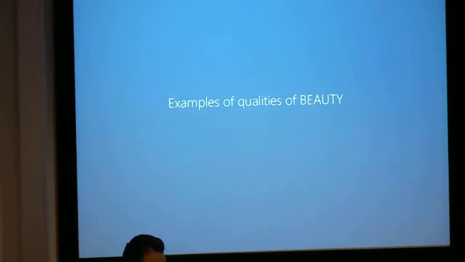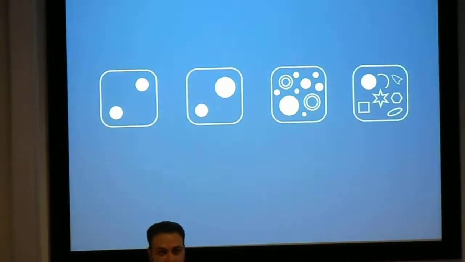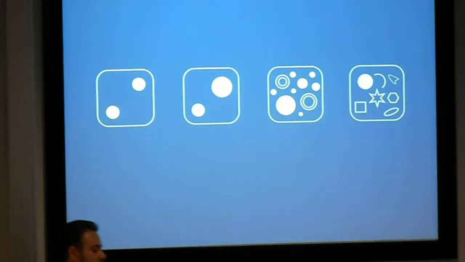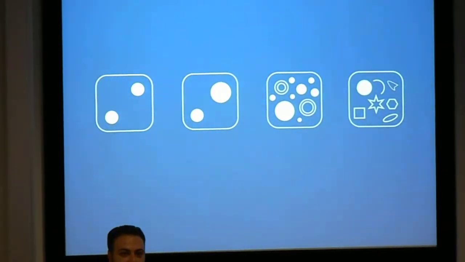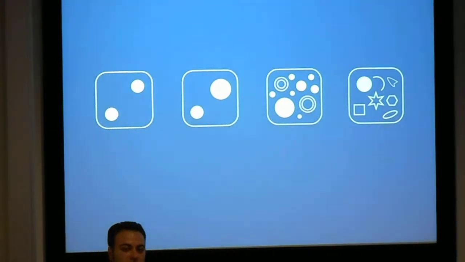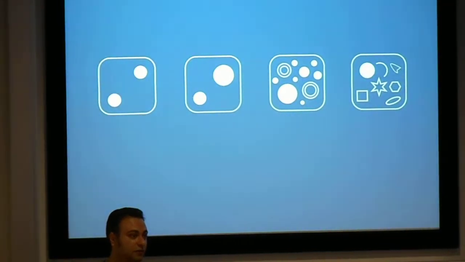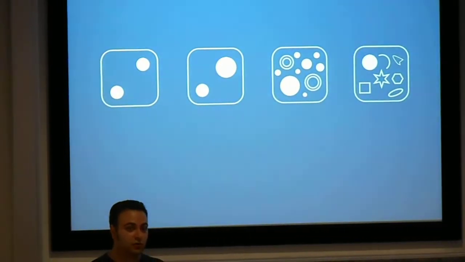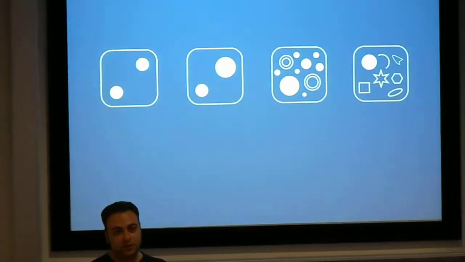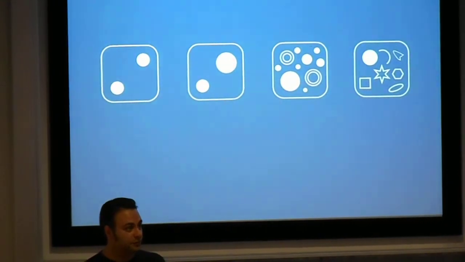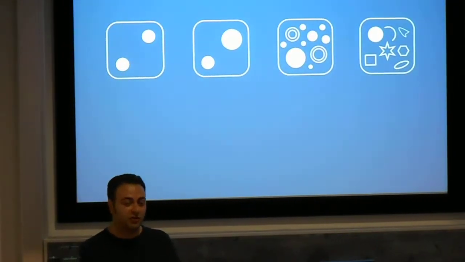So let's take a look at an example of beauty. So here we have 4 simple designs. The first one, you can see we have the 2 elements, the 2 circles, the exact same size. So it's pure, because we only have 2 elements, and they're exactly the same thing, so we have high proportion, and the contrast is low. The second one, the circle is slightly larger, but we still have just 2 elements, so still pure, but the proportion is slightly lower, and the contrast is slightly higher.